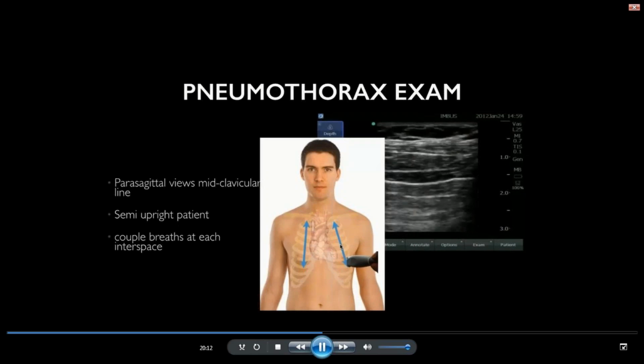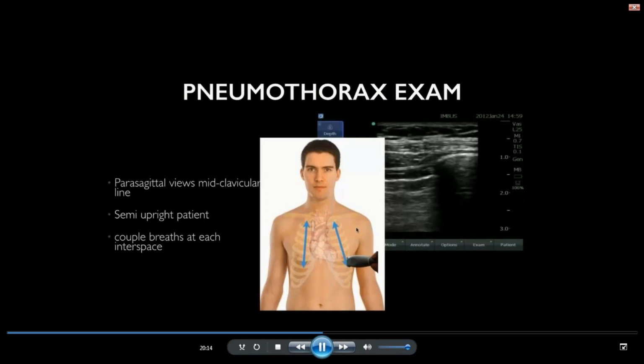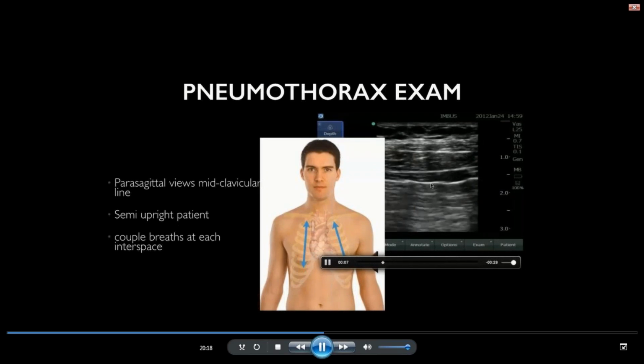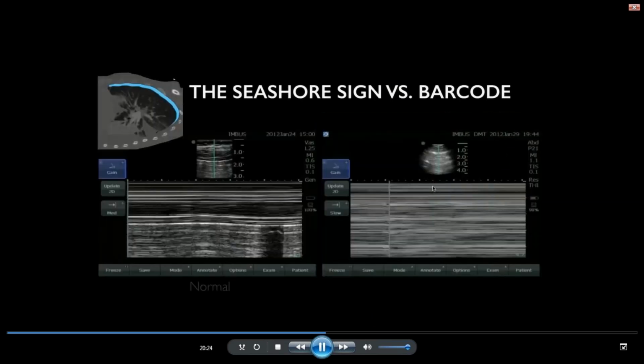So you want to scan all along that length, and normally what one would expect to see is the rib above, the rib below, and the presence of a beautiful pleural or lung sliding. Now this is absent in pneumothorax. Are there other functions on ultrasound that we could use to augment our exam?